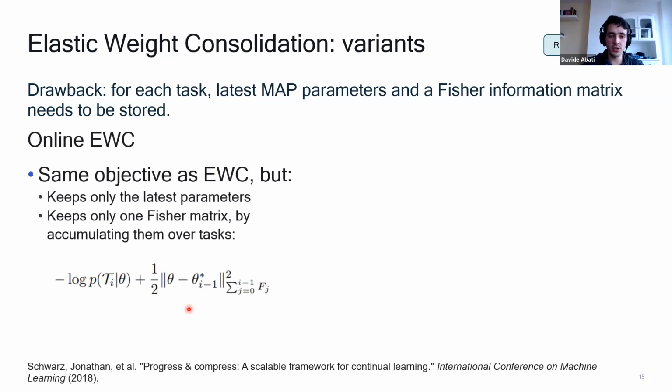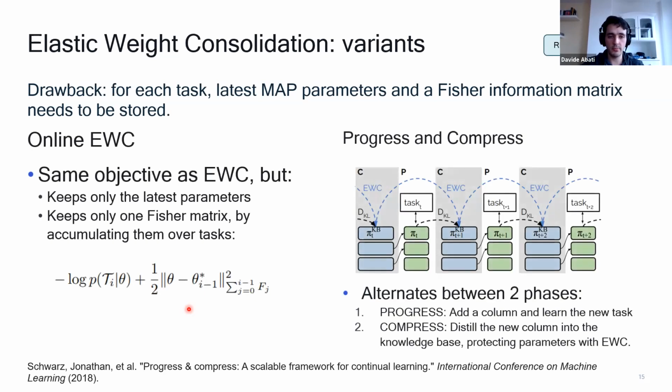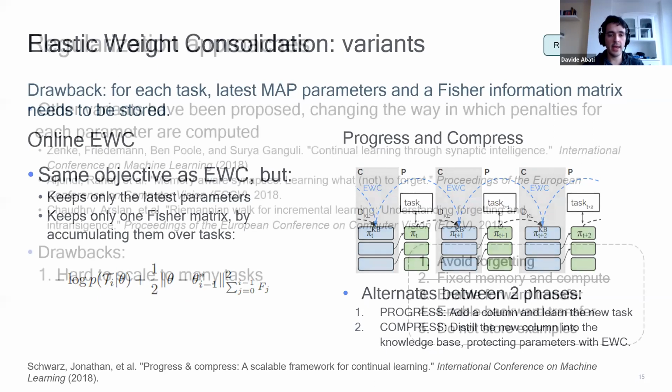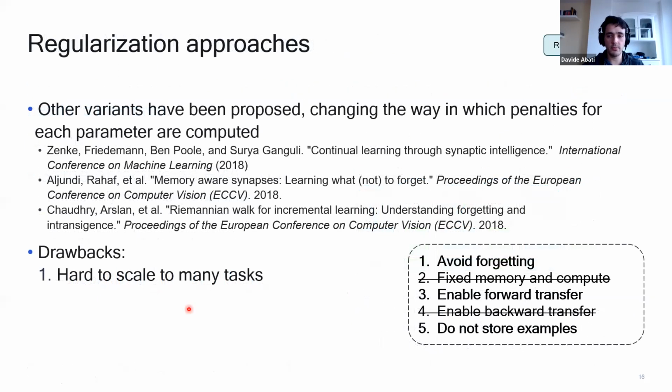So there are some variations that I won't discuss. I just want to put it here in order to make this more scalable. One is online EWC, and another is progress and compress. They were both proposed in the same paper. And there are other Bayesian methods that were proposed. They mainly changed the way in which those penalties F are computed per parameter, but the overall framework is just the same. It's just a quadratic penalty over the change in the weights. But generally, these approaches are hard to scale to many tasks, either for memory or for performance.